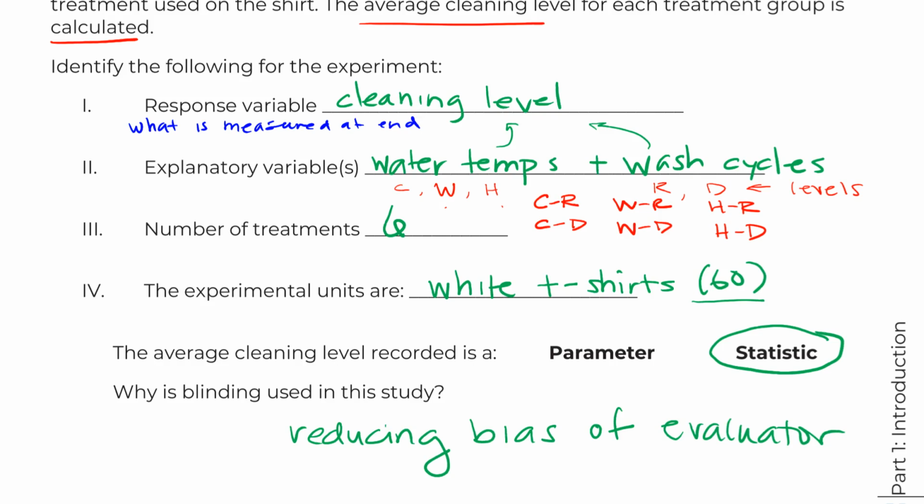And so most of us, I think, would think the hot water is going to do a better job of cleaning. And if we know the shirt came from the hot water, we might just see it as a 6 instead of a 5 or whatever. I have no idea how this rating system is going, but hopefully you get the idea.